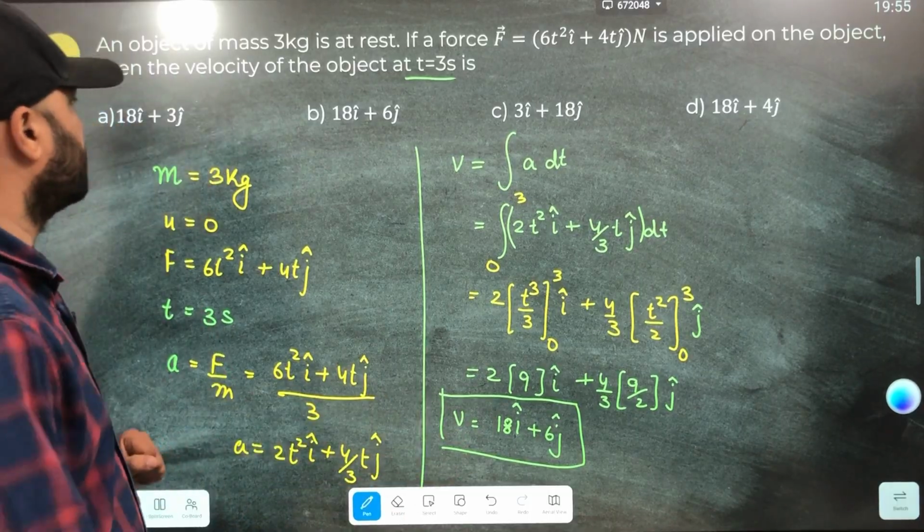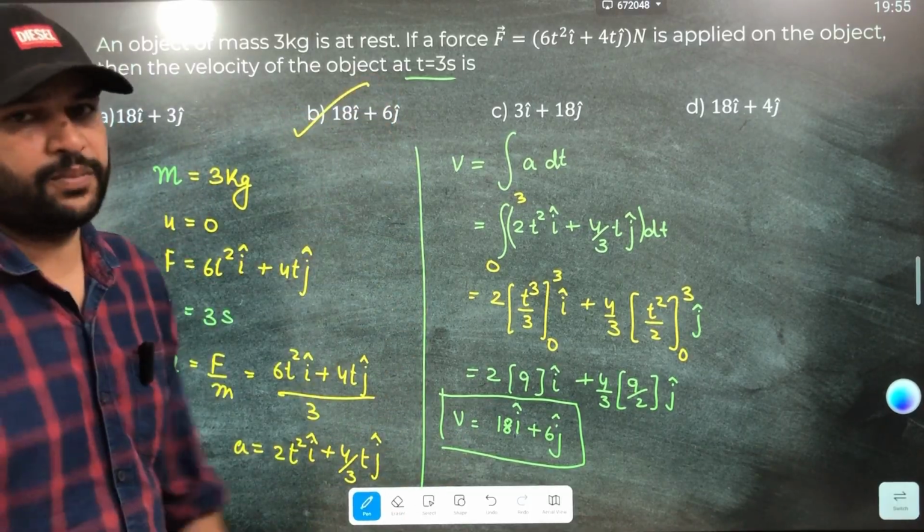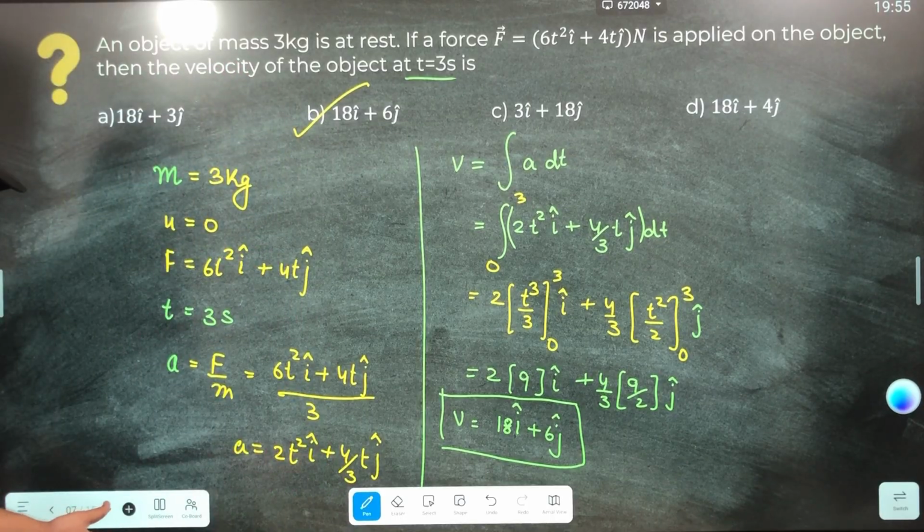So 18i plus 6j. Is there any option? Yes, option B is correct in this particular problem. 18i plus 6j. Let's see the next one.